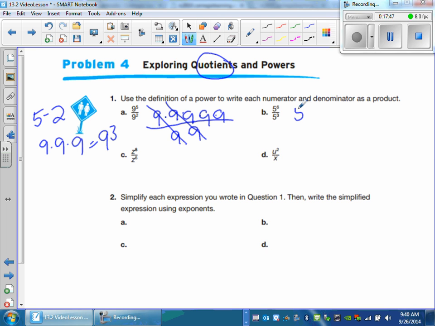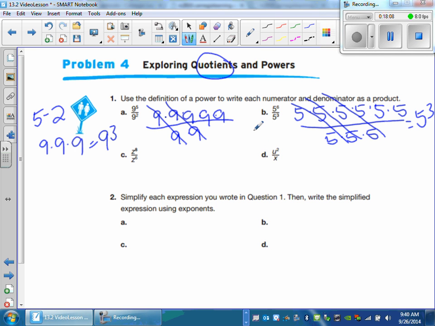So I'll try B again with you, and then I'll let you do C and D on your own. I have 5 times 5 times 5, 6 times, and on the bottom, or my denominator, I have 5 times 5 times 5, 3 times. Again, some of these will cancel out, and I will be left with 5 to the 3rd power. And you will again hopefully notice that 6 minus 3 would give you that 3 for your exponent. Go ahead and try C and D on your own. When you and your group are ready, press play to make sure you have the correct answers.